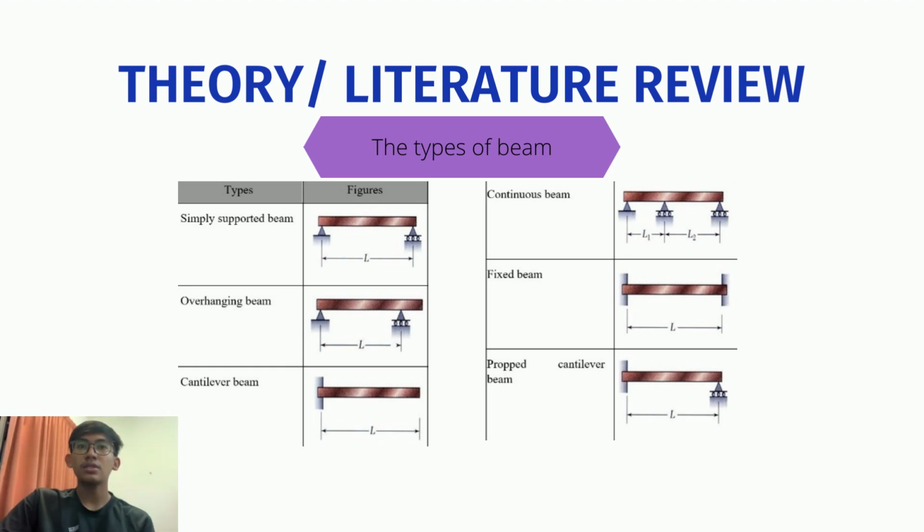And the next is continuous beam. A continuous beam is a beam that spans more than two supports. Next is fixed beam. A fixed beam is a beam that is supported on both ends and is allowed to rotate. And the last is prop cantilever beam. A prop cantilever beam is a beam that is fixed at one end and simply supported at the other end.